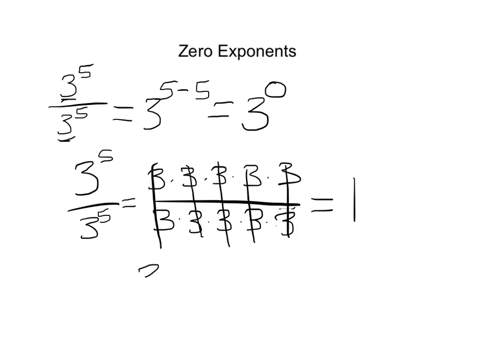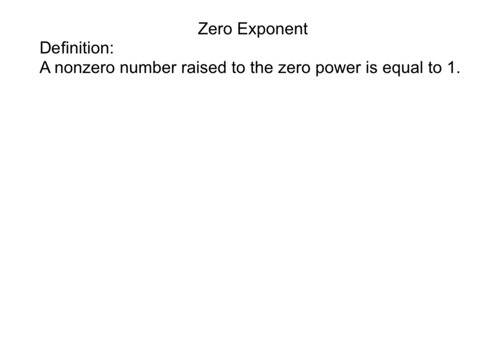So that means that if I have any non-zero number, I'm going to clarify for you, raised to the 0 power, it is equal to 1. So let's write out that definition. A non-zero number raised to the 0 power is equal to 1. So my rule would look like: if I had a raised to the 0, this is going to be equal to 1. However, this is only if a does not equal 0.